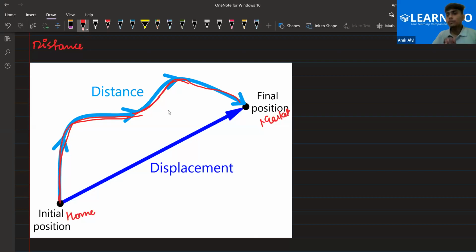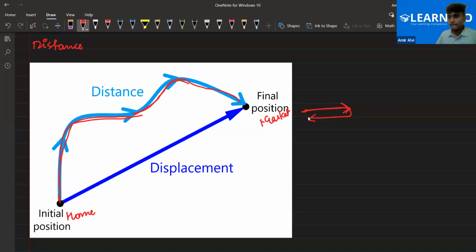Now, what is distance basically? Distance is the actual path taken by the body. So when you go to any place, whatever path you have taken will be called distance. Clear? That's what distance is. So in terms of distance, if you're going like this and coming like this, could you please tell me whether the distance will increase or decrease, or will it remain the same, if you're going and making a U-turn after this?